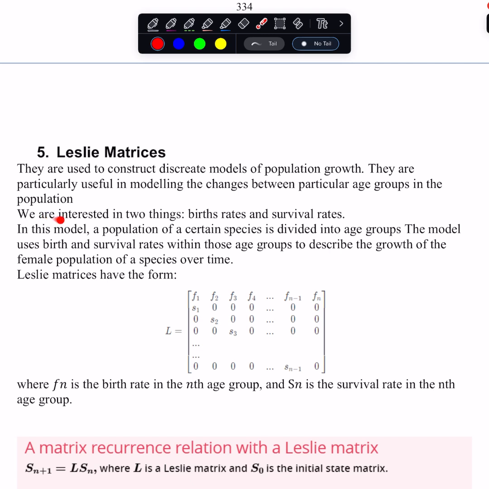In the Leslie matrix, we are interested in two things, and I encourage you to highlight them. The first one is birth rates, and the other one is survival rate. Super important, those two, because those will be represented in the matrix. In this model, a population of a certain species is divided into age groups, as we said, and the model uses birth rates and survival rates with those age groups to describe the growth of the female population of a species over time. They say female population because the female is the only one that can reproduce offspring. That's why they've mentioned mainly the female.